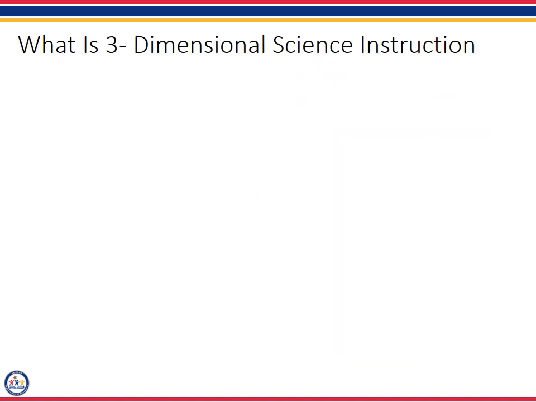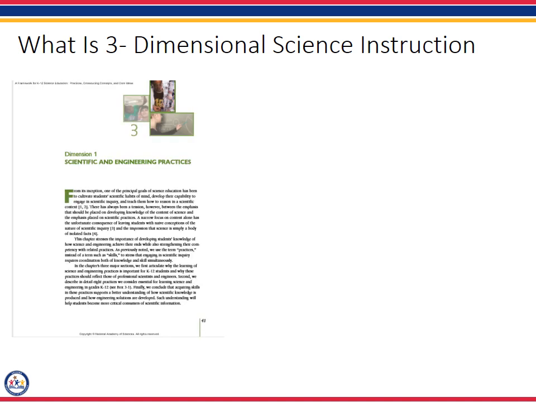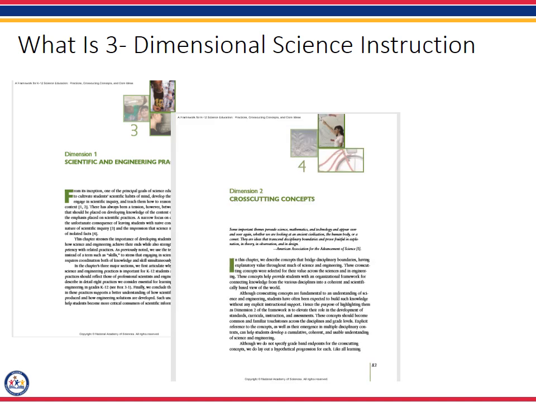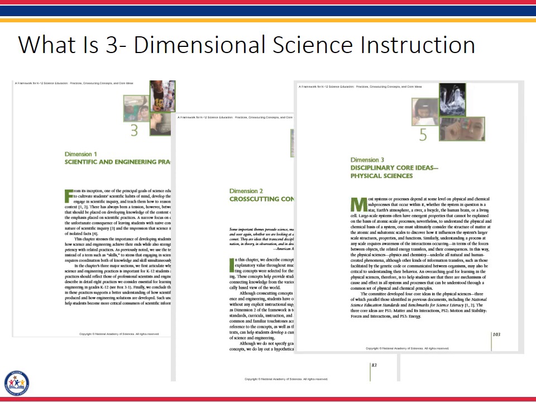The framework has individual chapters dedicated to each of the dimensions of science instruction. Chapter 3 describes the science and engineering practices. Chapter 4 describes the cross-cutting concepts. And in chapters 5, 6, and 7, it describes the disciplinary core ideas in physical, life, and earth and space sciences. If you want to understand the new science standards, you need to become familiar with the framework.